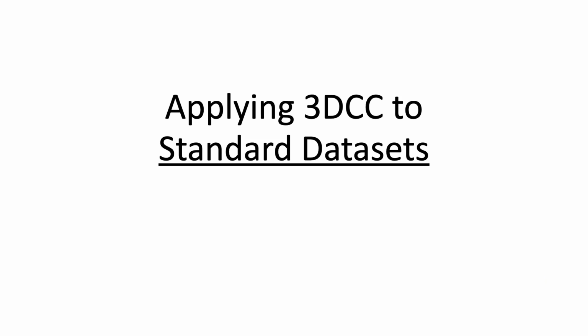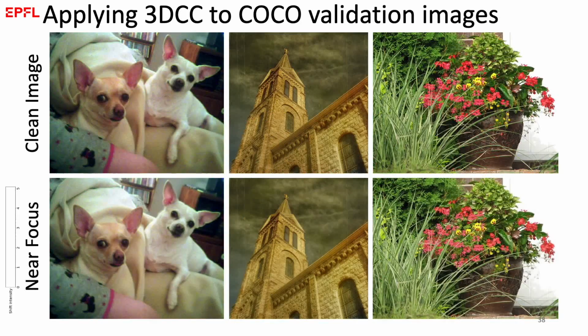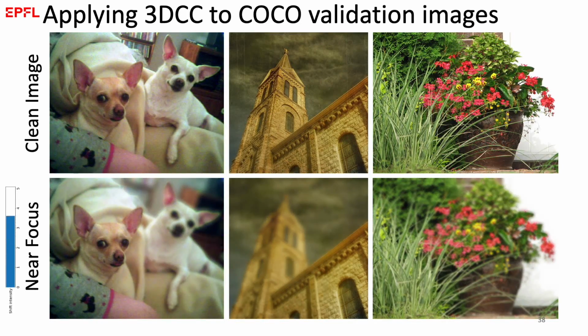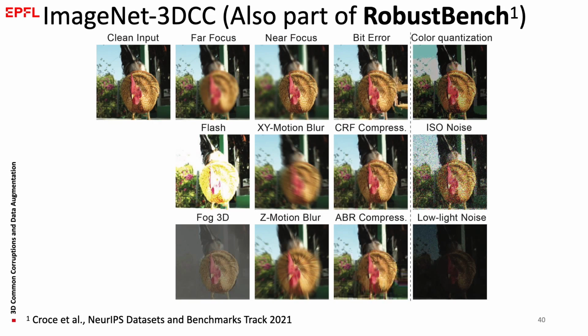Finally, we show that 3D corruptions can be applied to standard vision datasets. Note that one needs depth to generate 3D corruptions, while most datasets such as ImageNet and COCO don't have those labels. Hence, we use depth predictions from an omnidata model to generate the corruptions, as shown here. For example, with this approach, we can perform near focusing on ImageNet samples, or we can apply fog on COCO images. Motivated by this, we introduce ImageNet 3DCC benchmark. It's also a part of the RobustBench now.